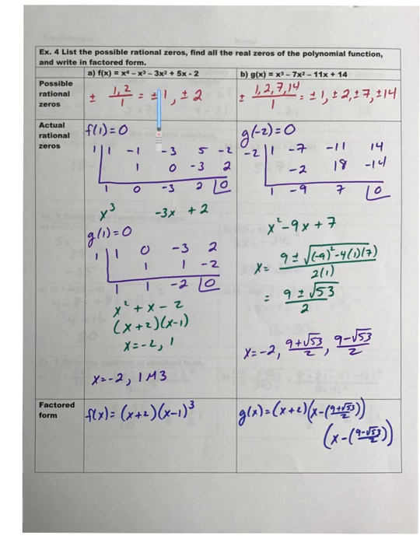So I'm going to start with positive 1. I plug in positive 1 to each of the x's. So I find f of 1: 1 to the 4th, minus 1 cubed, minus 3 times 1 squared, plus 5 times 1 minus 2. And I look, it equals 0. We want it to equal 0. We are looking for zeros, x-intercepts.